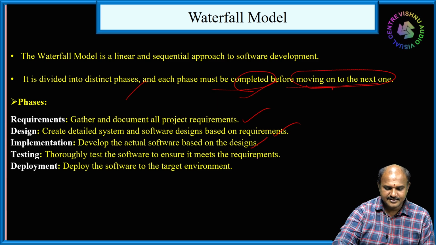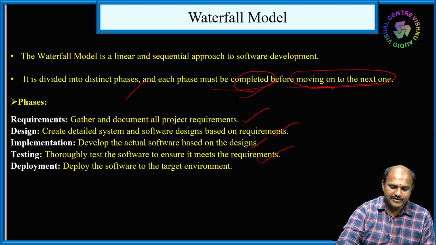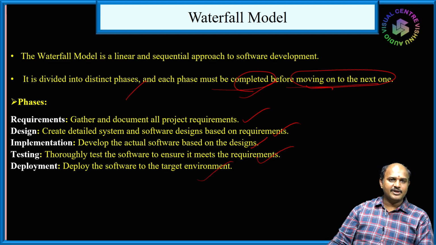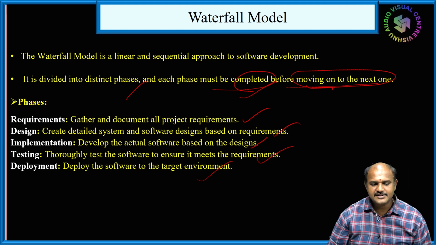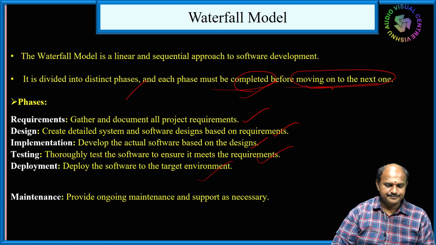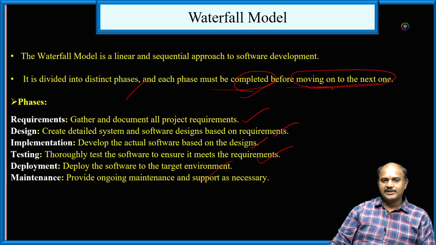Next one, testing. Like unit testing, integration testing, everything you have to do. After that, deploy the software into the target environment. So that is the deployment. So these are the phases required in the waterfall model. Last one, maintenance. Provide ongoing maintenance and support.